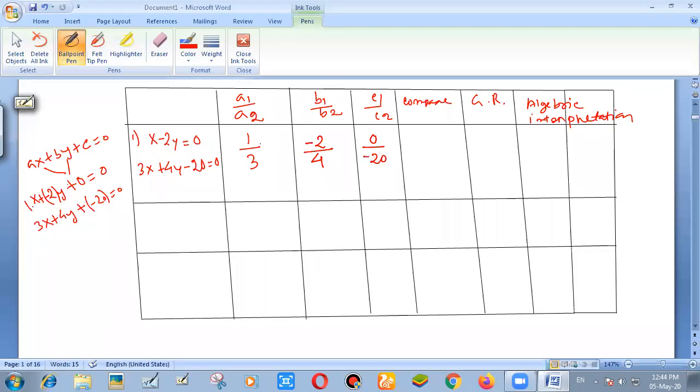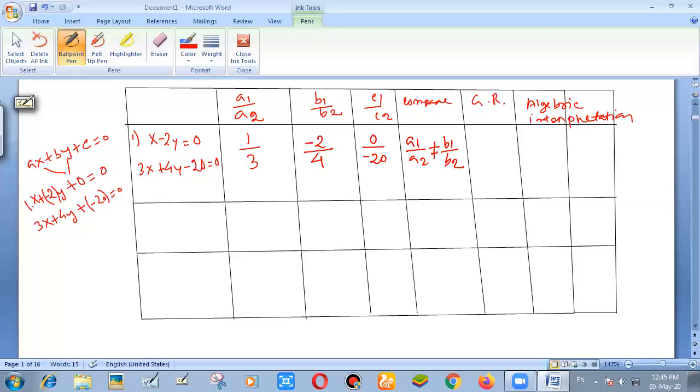A1 by A2, the value is 1 by 3. B1 by B2, if you cut it out, it will be 1 by 2. And C1 by C2 will be 0, because if you divide 0 by any number, the value will be 0. Now see, is A1 by A2 equal to B1 by B2? No. That means we can write A1 by A2 does not equal B1 by B2. Clear up to this? Yes.